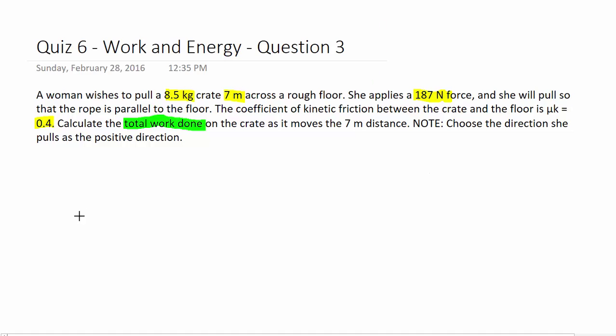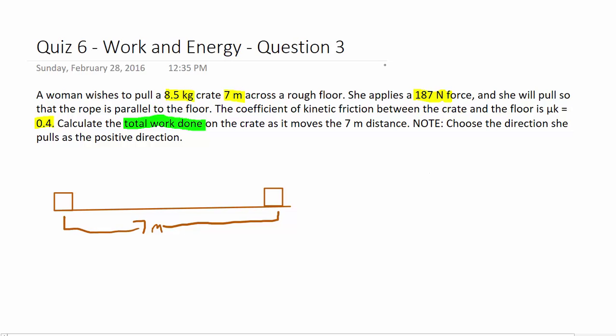So let's draw this out. And then we have, so that'll be our plane, and then that is the initial position of the crate, and this is the final position of the crate. This distance here is 7 meters. And so what are the forces that are acting on the crate?